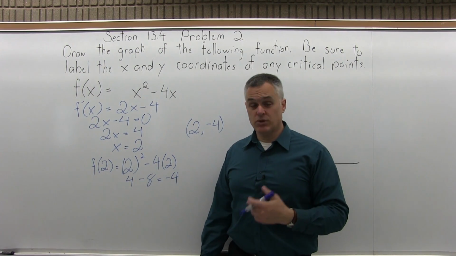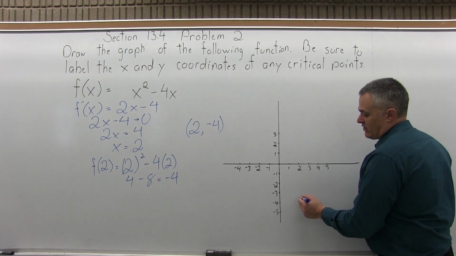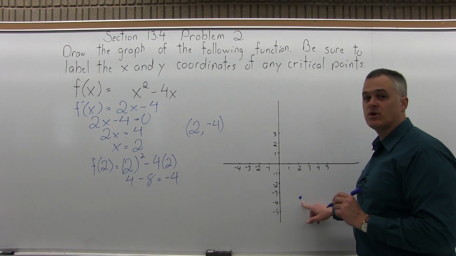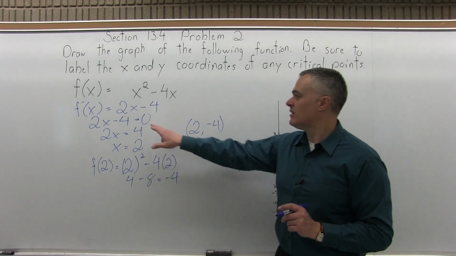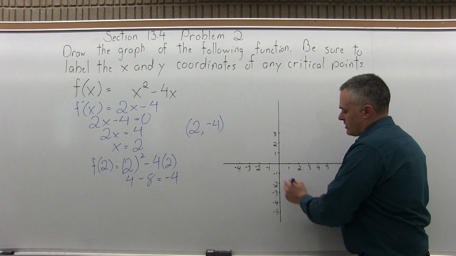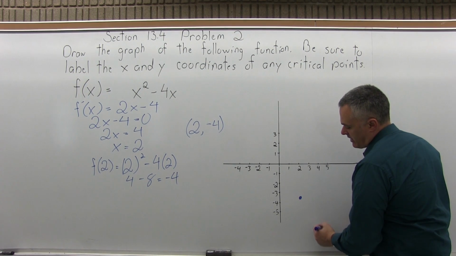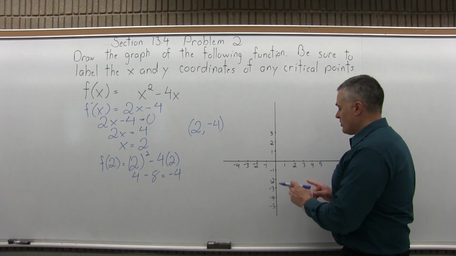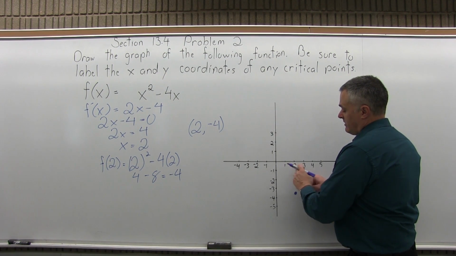Step 5 is plot that point on the graph. So we have a graph ready to go. If I go over 2 and down 4, there's our critical point. So I have some type of a horizontal tangent line that occurs here, right? It has a slope of 0. Now what I have to determine is, is this critical point there for a minimum, or is this critical point there for a maximum? So to determine which case that is, what I'm going to do is find the height if I put in an x value of 1 and an x value of 3.